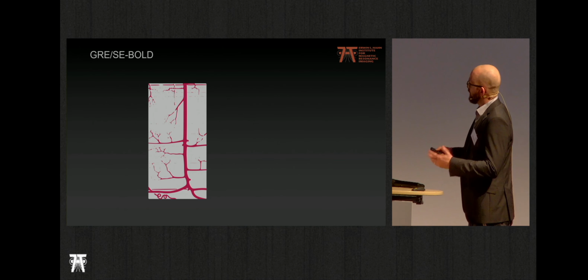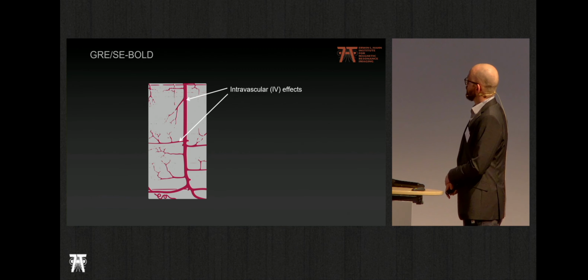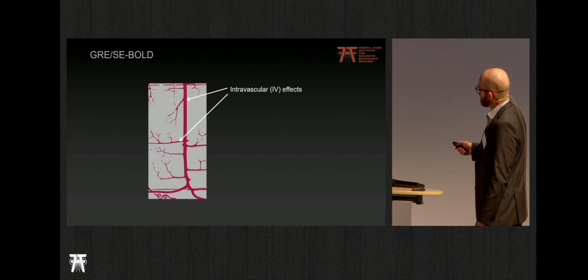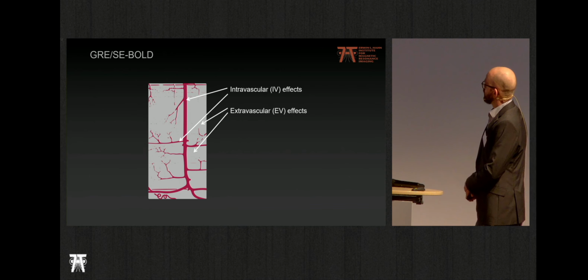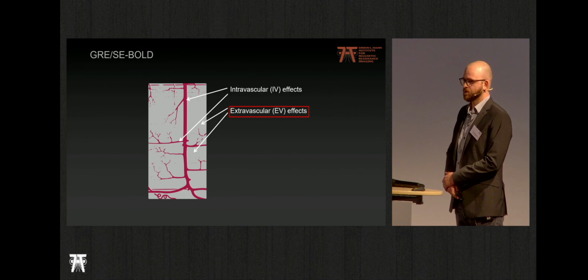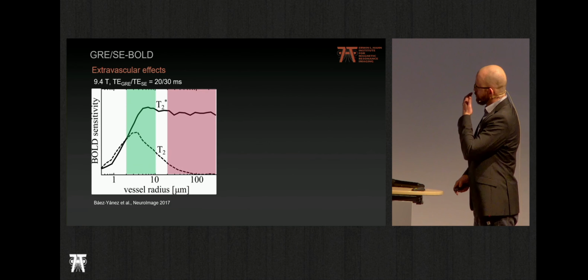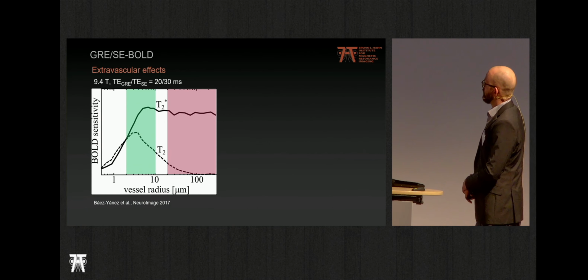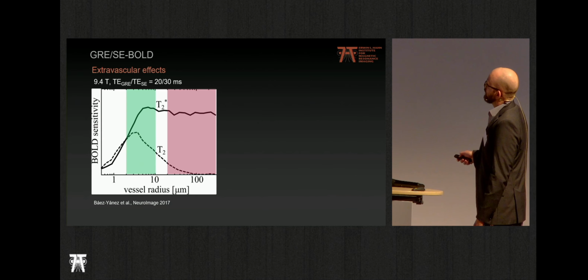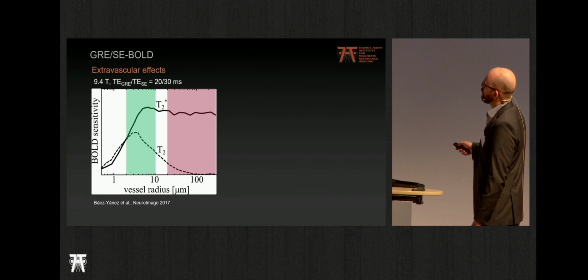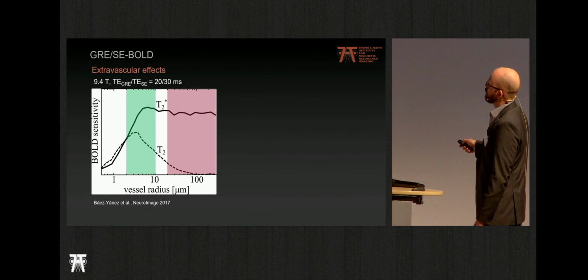When looking at gradient and spin echo BOLD, we need to look at what is happening inside the vessel, so the intravascular effects, and what happens outside the vessel, the extravascular effects. I want to start with the extravascular effects first. It has been shown in experiments, but also in many simulation studies, that when you look at the BOLD sensitivity as a function of vessel radius, gradient echo BOLD is very sensitive to whatever happens at the capillary compartment, very small vessels, but it's also very sensitive to what happens around big veins.